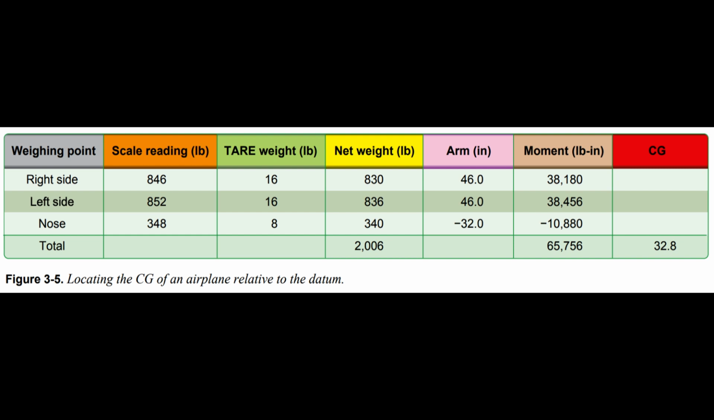Notice that the formula for each condition first determines the moment of the nose wheel or tail wheel and then divides it by the total weight of the airplane. The arm thus determined is then added to or subtracted from the distance between the main wheels and the datum, distance d.